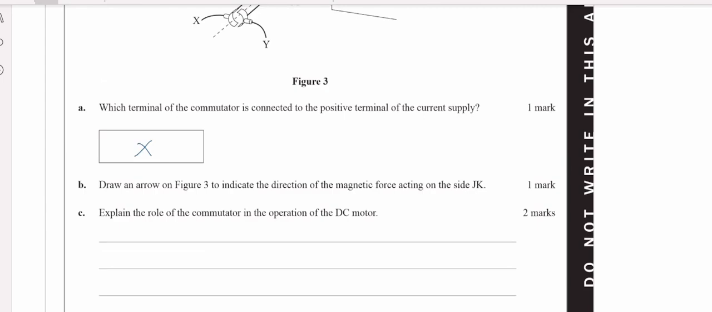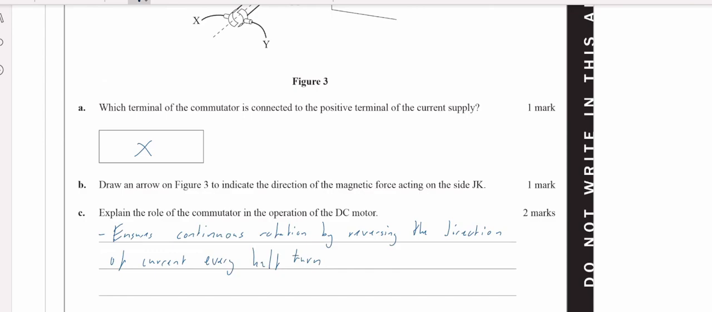And the role of the commutator in the operation: it maintains rotation by reversing the direction of current every half turn.